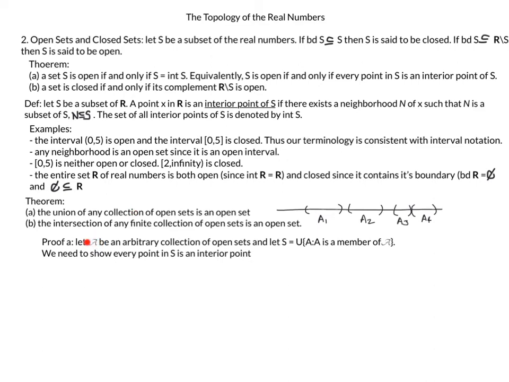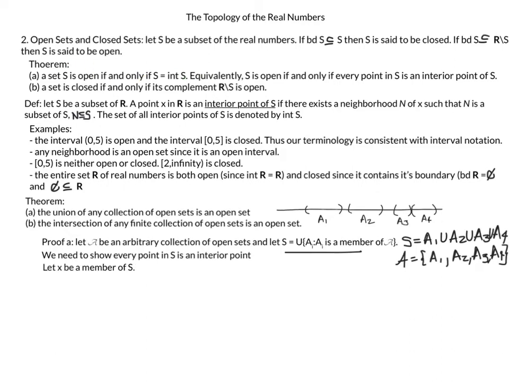So let script A be an arbitrary collection of open sets, and let S be the union of the sets A, where A is a member of our collection of open sets. We're going to do this proof by showing every point in S, in this union, is an interior point. In doing so, we're using the theorem that S is equal to the interior of S. Everything is in the interior.